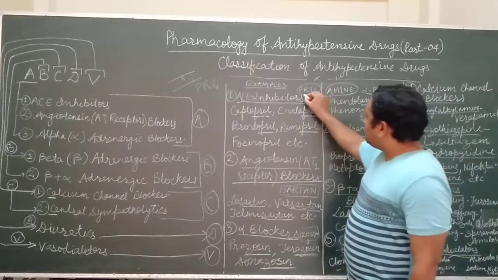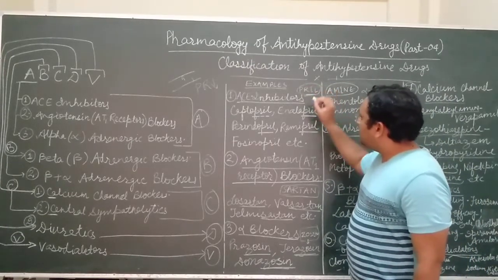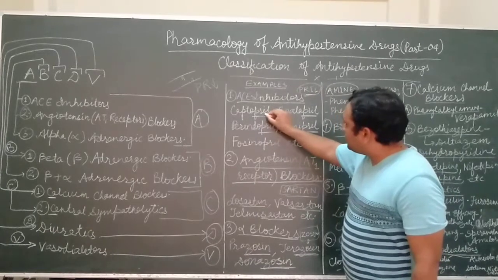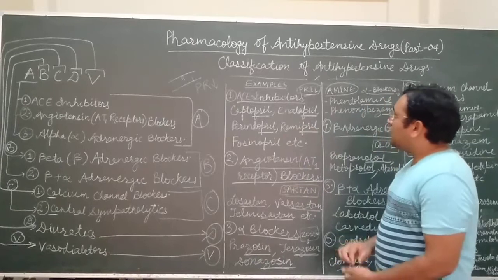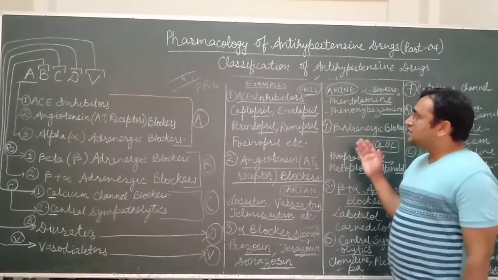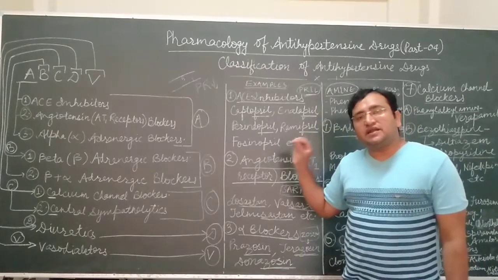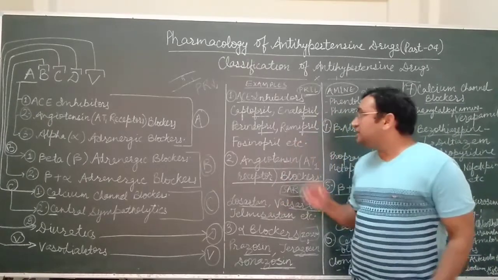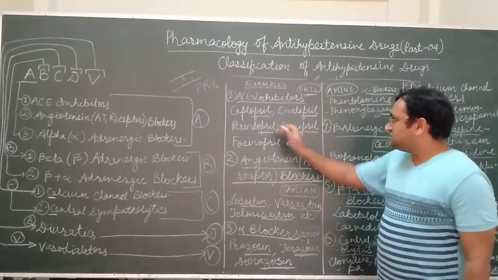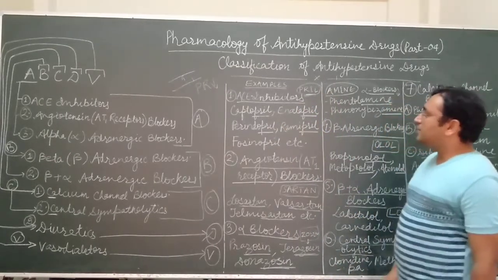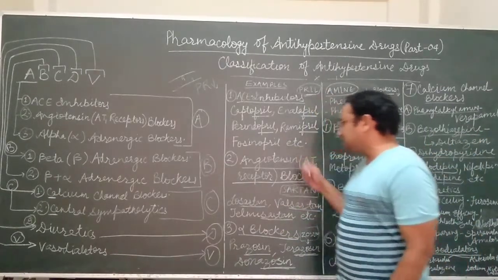One thing to note is that these drugs end with PRIL. So ACE inhibitors can be memorized as the drugs that end with PRIL, like captopril, enalapril, perindopril, ramipril, fosinopril, etc.